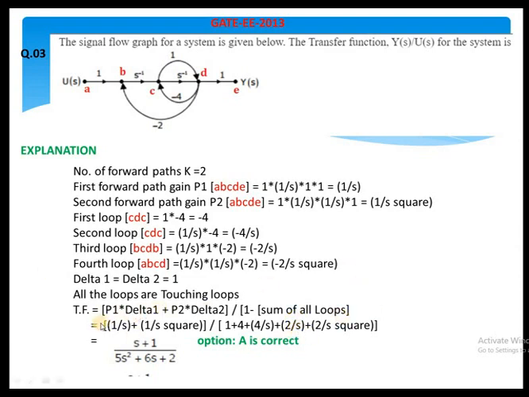With that we can write the transfer function: P1 delta 1 plus P2 delta 2 by 1 minus sum of all loops. There are 4 possible loops, so add all the 4 loops. We will get the transfer function (S plus 1) by (5S square plus 6S plus 2). So the option is A.